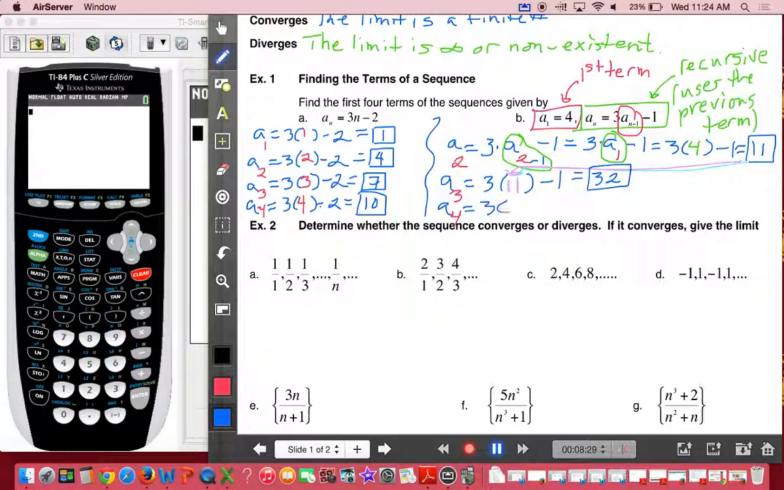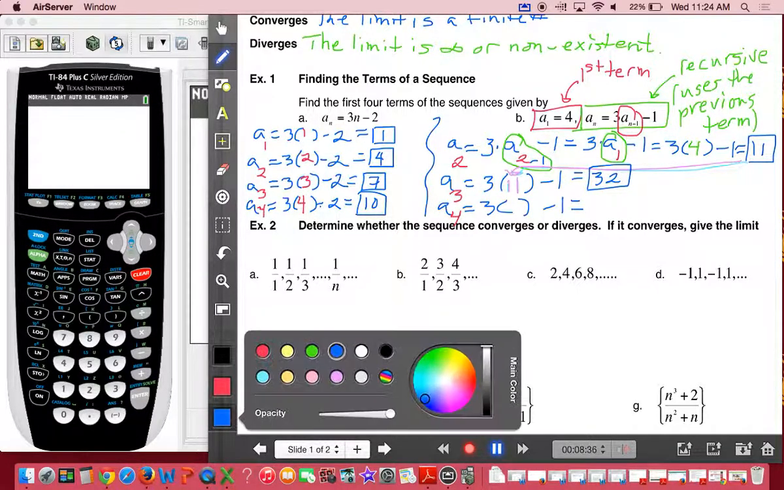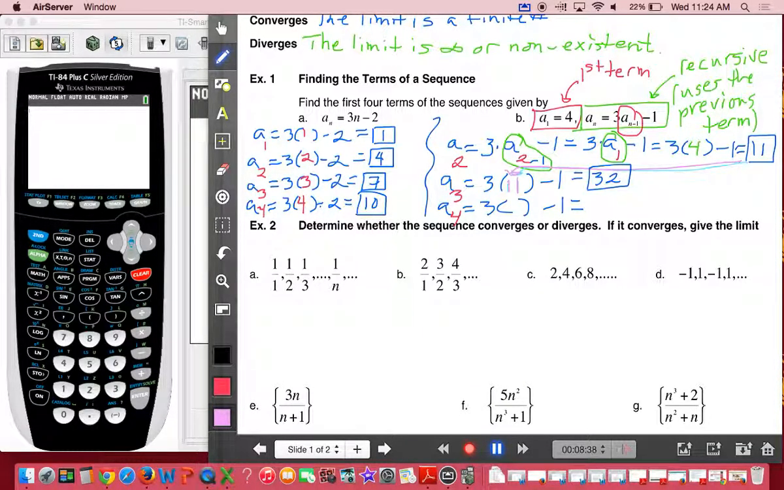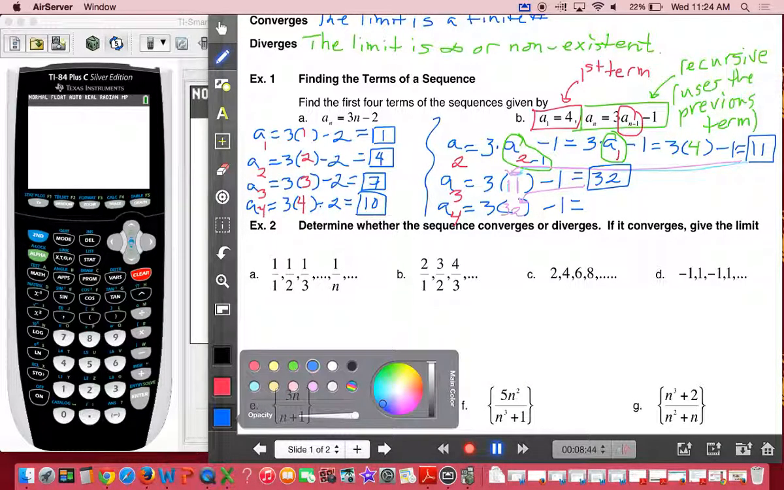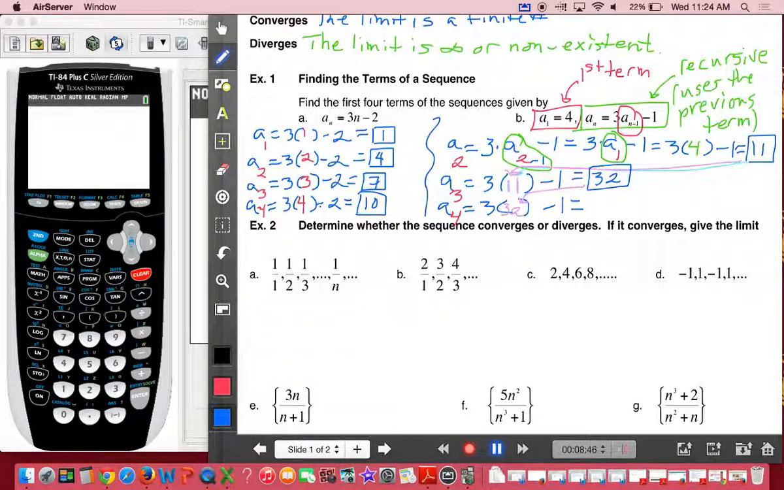So I've got 3 times something minus 1. What's going to go in that spot? The previous term, 32. So that 32 goes in here. What's 32 times 3? 96 minus 1? 95.